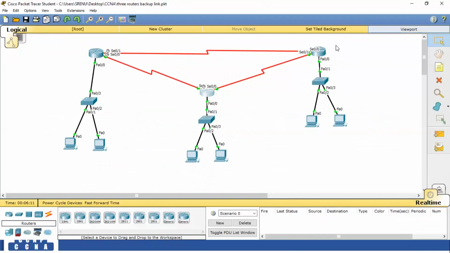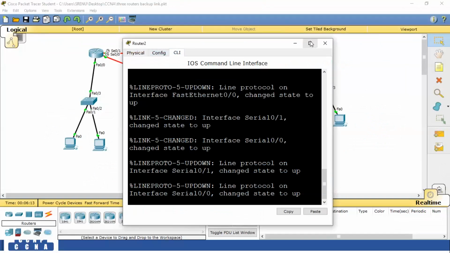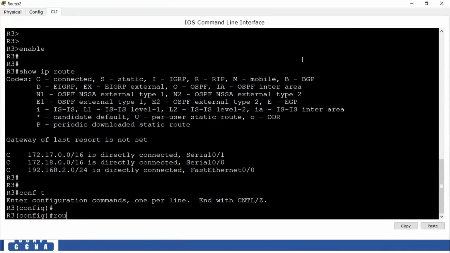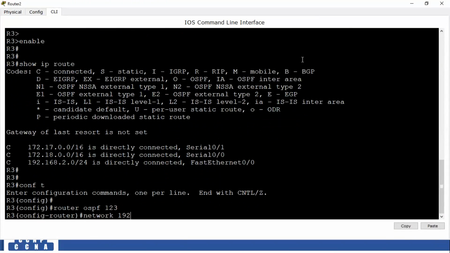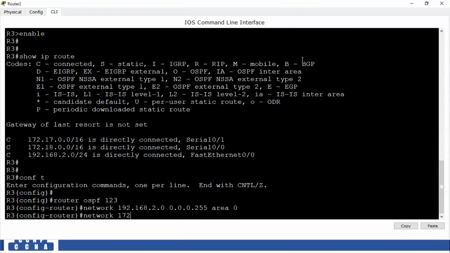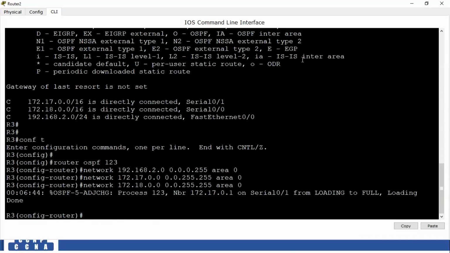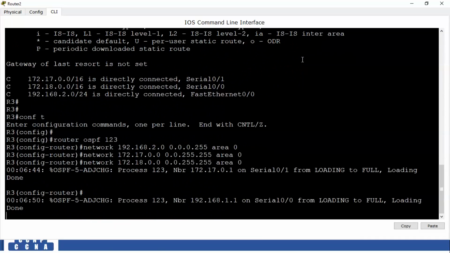Done. In R3, show ip route, three directly connected networks, config terminal, router OSPF process ID, network 192.168.2.0, wildcard 0.0.0.255, area 0, then 172.17.0.0, wildcard 0.0.255.255, area 0, and the 18 dot network. Done. So we configured OSPF on three routers.